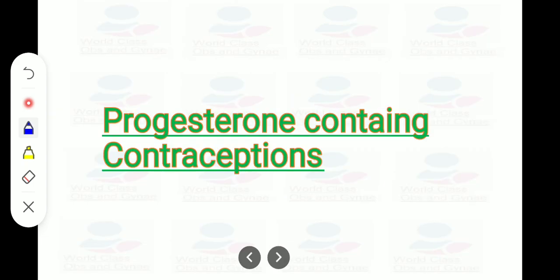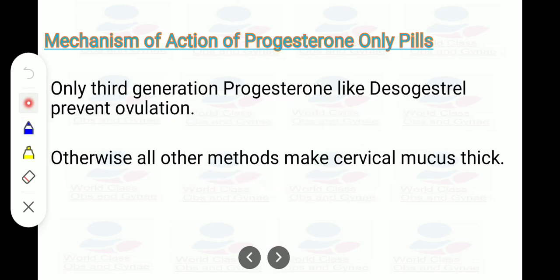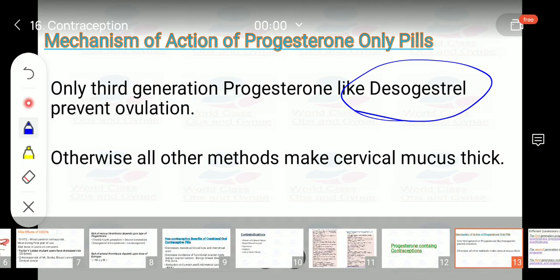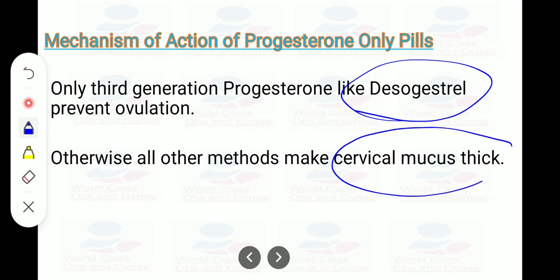Now let us talk about progesterone containing contraception. When we talk about the mechanism of action of progesterone only pill, only third generation progesterone like desogestrel prevent ovulation. Almost all other types of progesterone just make cervical mucus thick. Other types of POP make cervical mucus thick. So that is the mechanism of action.